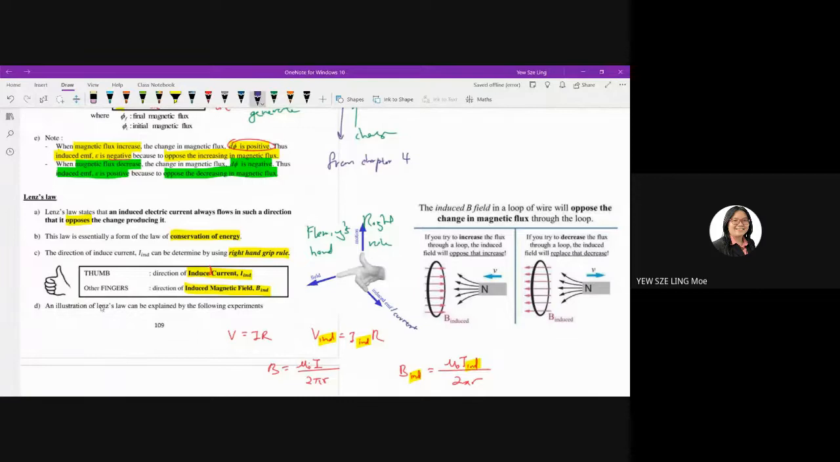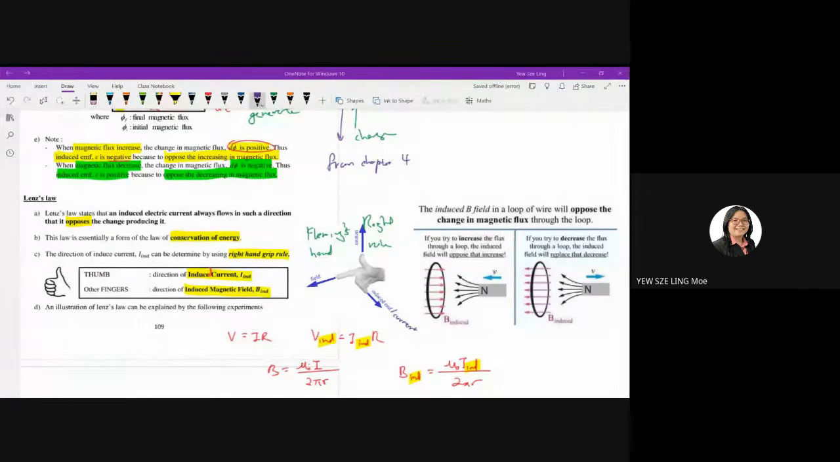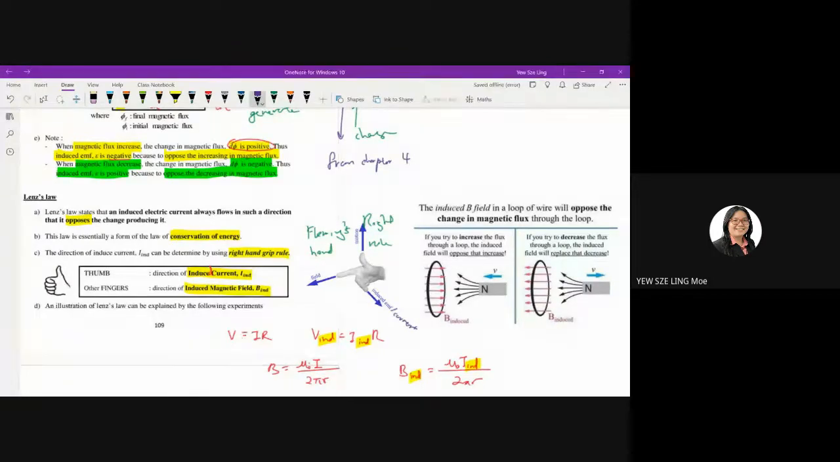So both hands can be used. Both are correct. It's up to you which one you want to use. I'm showing you both. In your books, you are given the right-hand grip rule. But if you look at reference books, some of them use Fleming's right-hand rule. Both are correct, just that they use a different idea in determining the direction of induced current.